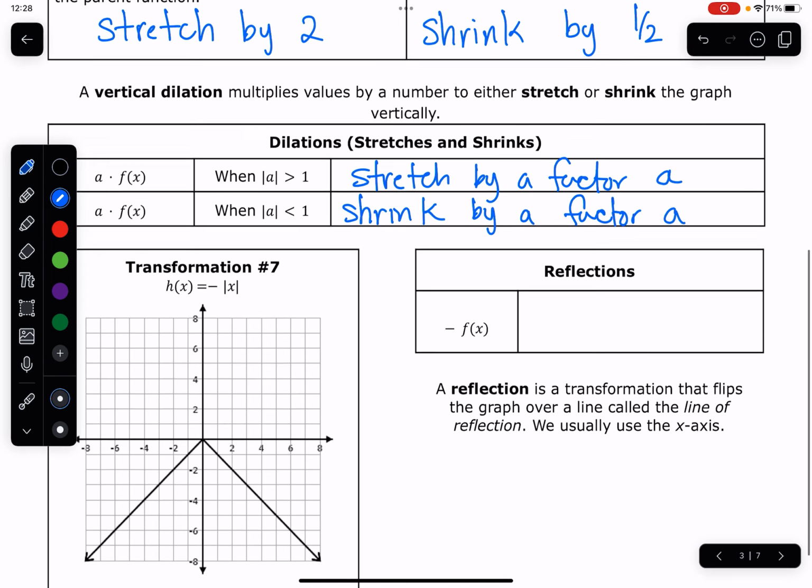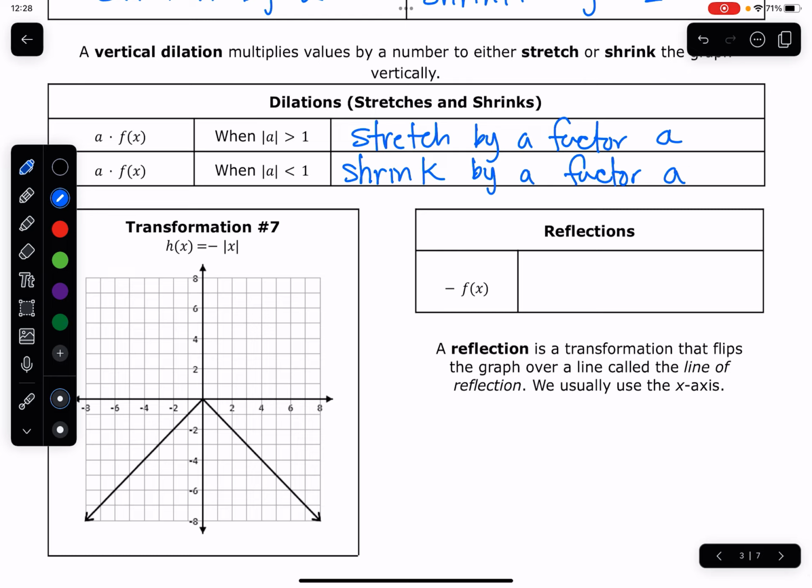And then lastly, we have a reflection. A reflection is a transformation that flips the graph over a line called the line of reflection. We usually refer to this line as the x-axis. So right here, if we multiply by a negative, ignore whether it's a -3 or -4, just as long as it's negative. We don't care about what type of negative it is. As long as there's a negative right there, when we're multiplying by a negative, this is going to result in a reflection. And the way we describe it is that we say we flip it upside down, or we simply reflect over the x-axis.